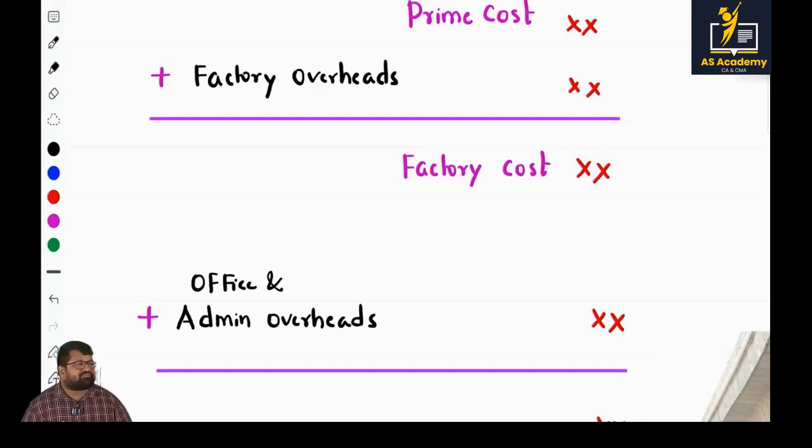What is the head there? Office and administration overheads. What is the first part we discussed about? Direct. All direct. What are those first direct ones? Direct labor, direct material, direct expenses.